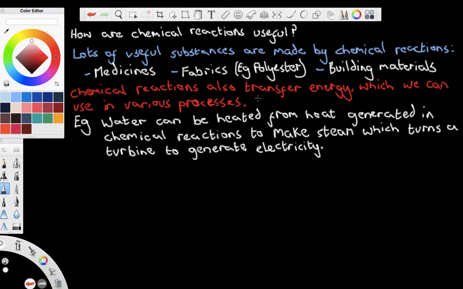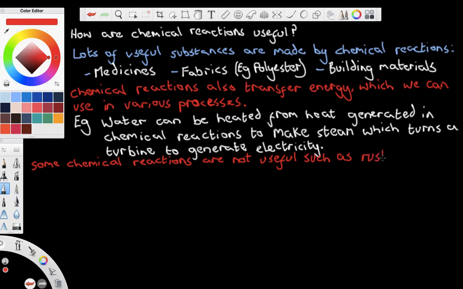Some chemical reactions are not useful. Things like rusting are something you don't want, and certain chemical reactions can also make food rot. So we can say that some chemical reactions are not useful, such as rusting. Rusting is not very useful to us.